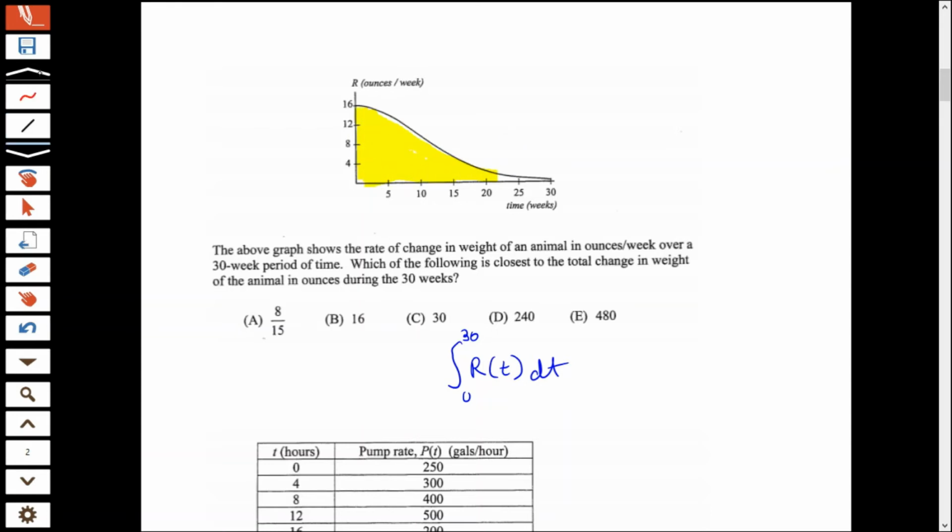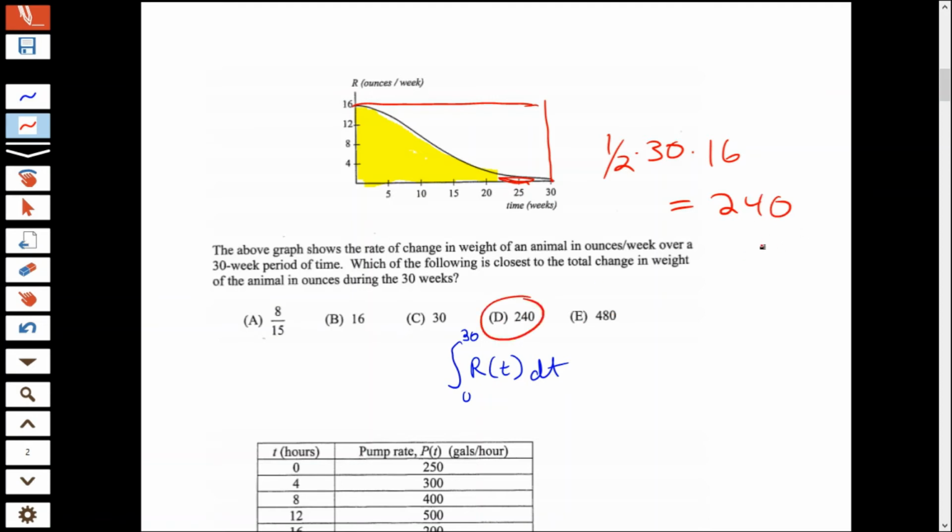And so I'm going to approximate that using just a rectangle, because the area in there in yellow is about 1/2 of the area going from 30 to 16, right? Length of 30, height of 16. Take half of that and you get about that yellow sliver, including this little portion down here, and that gives you 240. So it's about 240 ounces that animal increased in weight over the 30 weeks.